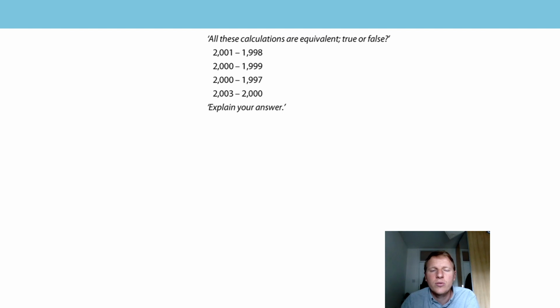to help us know which ones are equivalent. If we think in our heads, like we did in the previous example of counting up, hopefully we can see the difference between these two pairs of numbers can be calculated mentally. I've shown you the difference between these two numbers is 3, the difference between 2000 and 1999 is 1, this one is 3, and this bottom one is 3. So 3 of those are equivalent to each other. It's just the second one which is not equivalent.